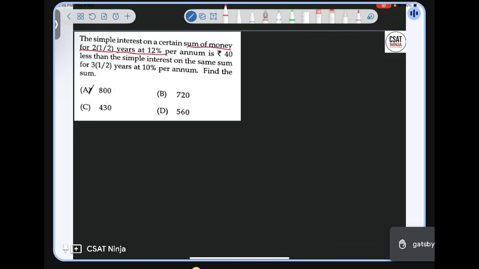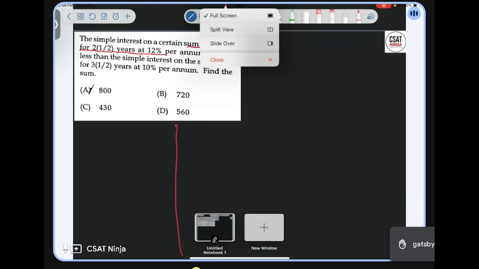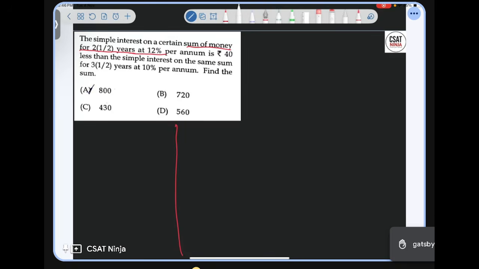So there are two groups of simple interest. The first group, simple interest 1: the time for this one is given as 2.5 years, and the rate is given as 12%. That is what we are given. And simple interest 2.